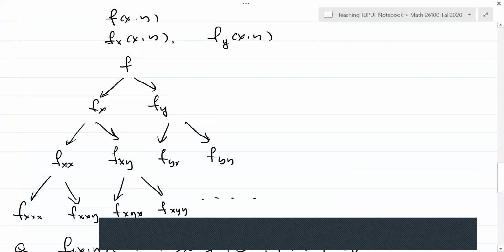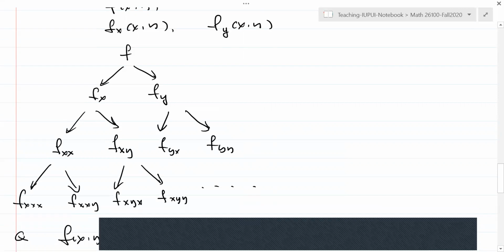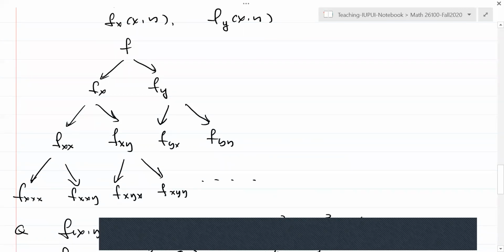So those are new functions. You can also differentiate them because they depend on x, y. Just repeat the same procedure, and each of them produces two more functions, so it doubles each time. But we find out we actually do not get four different functions. It turns out those two are the same.